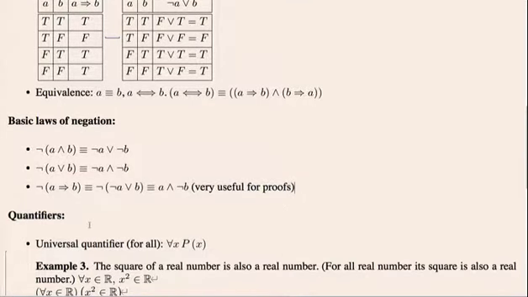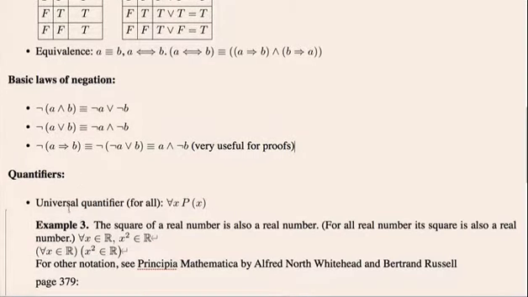Next topic is quantifiers. First, the universal quantifier, for all. This is the notation, an upside down A. For all x, the statement P of x is true. So here the proposition has this variable x in it. For example, if we want to say that the square of a real number is also a real number, you should know that this is a true statement.